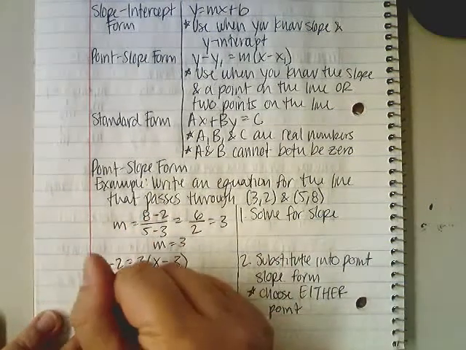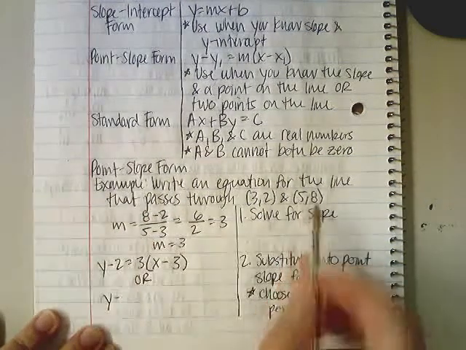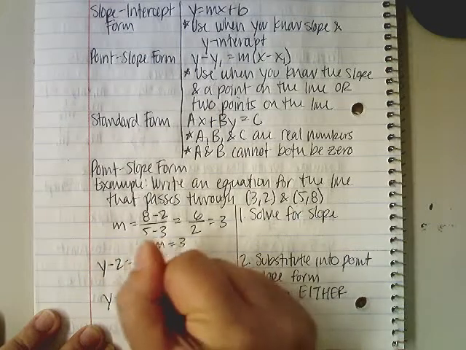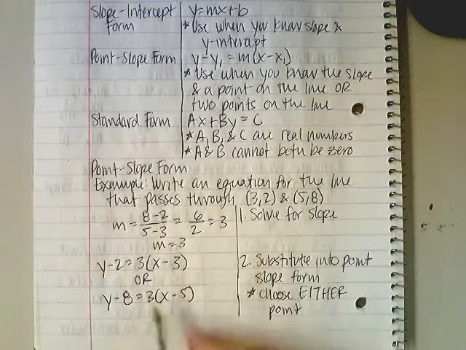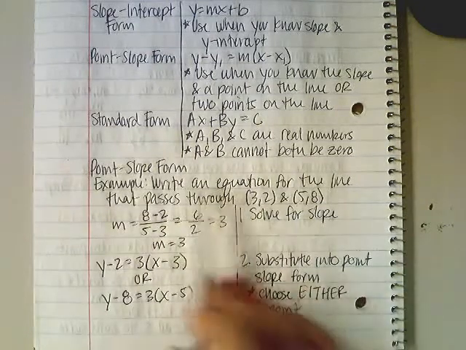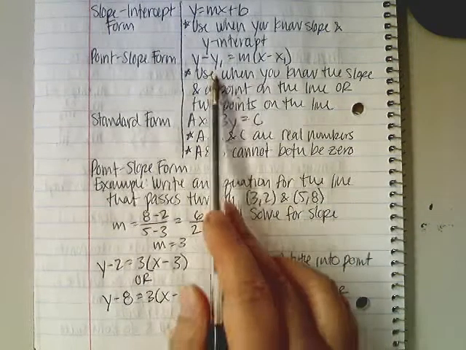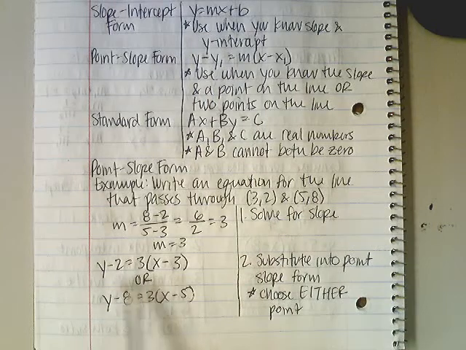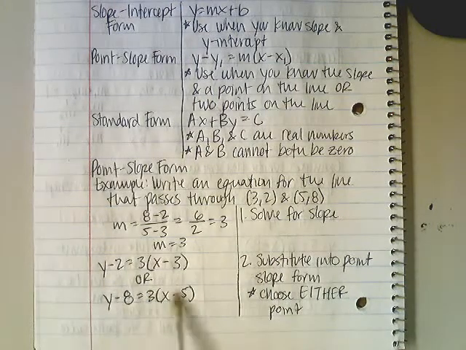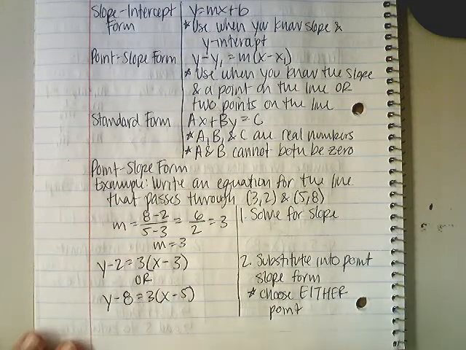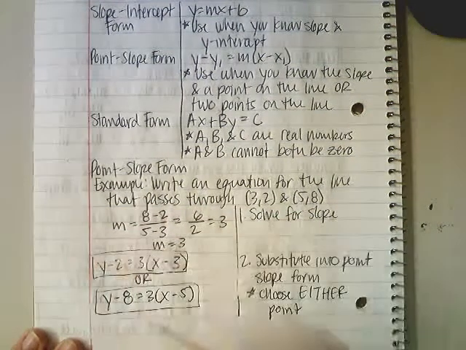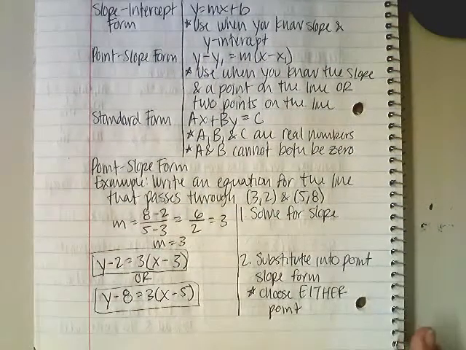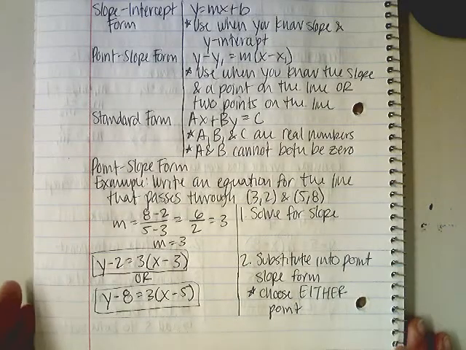Or we could do y minus 8 is equal to 3 times x minus 5. So notice you can choose either point to substitute in for the y1 and x1 values as long as they're from the same point. So either of those would work, and that would be our solution. All right, make sure you write down any questions on this. I'm going to flip the page and start talking about some intercept stuff.